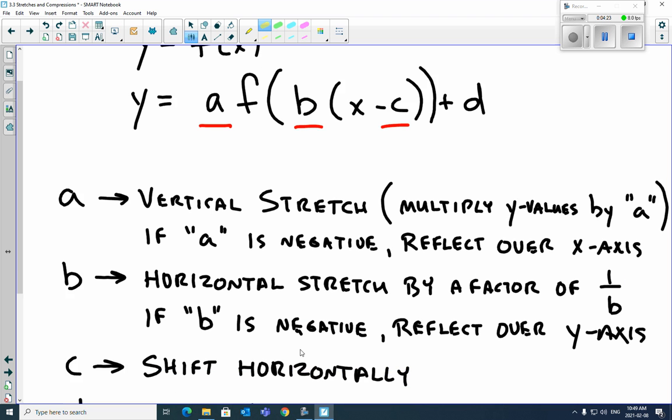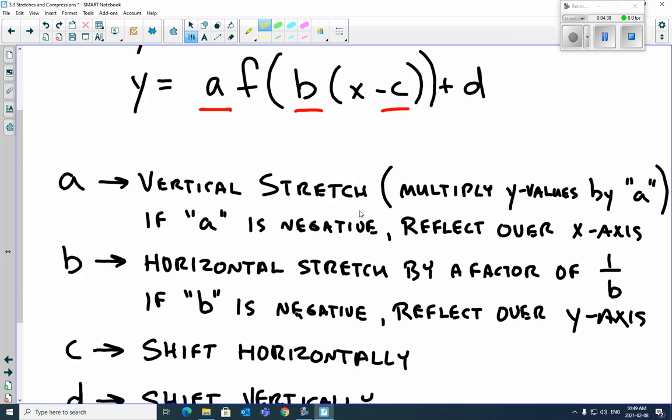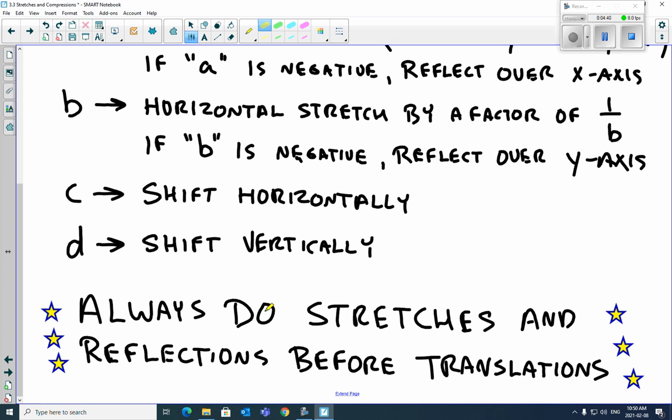So B and C are the tricky ones in this whole thing. Now, C is a shift horizontally, and that's the same as we did in grade 11. So for instance, if it was x minus 4, it would be a shift to the right. If it was x plus 4, it would be a shift to the left, right? Now, what do you got to do first? You always do your stretches and reflections before your translations. Always do your transformations, which is your stretches and reflections, before you do your translations, which is your slides.